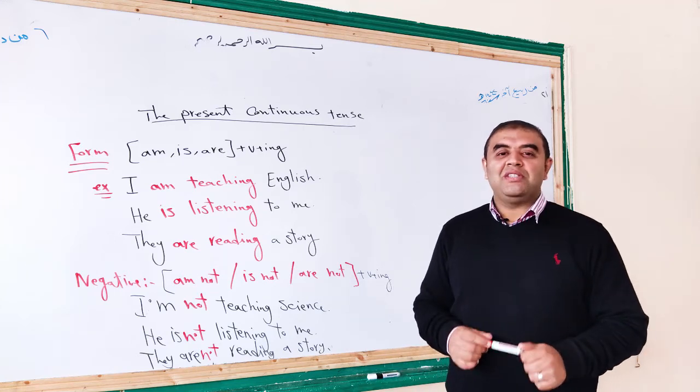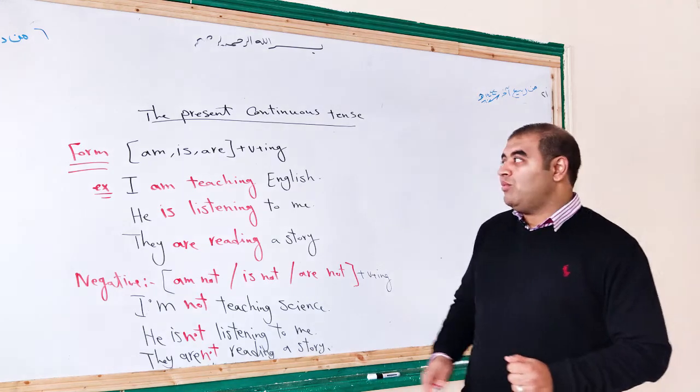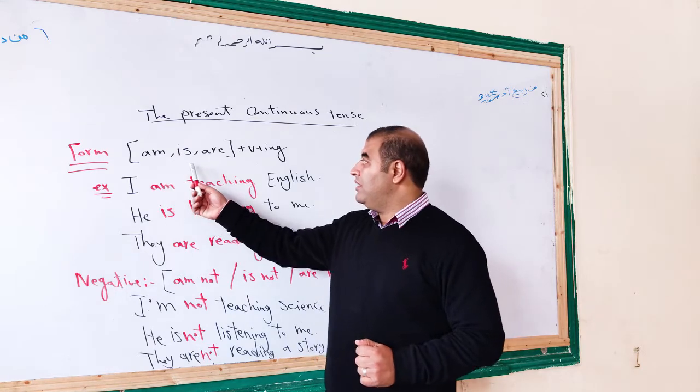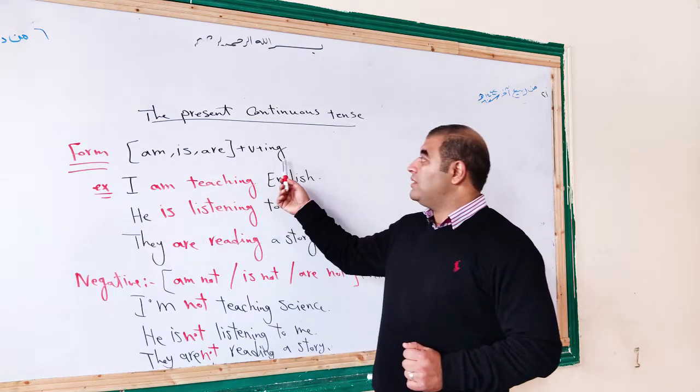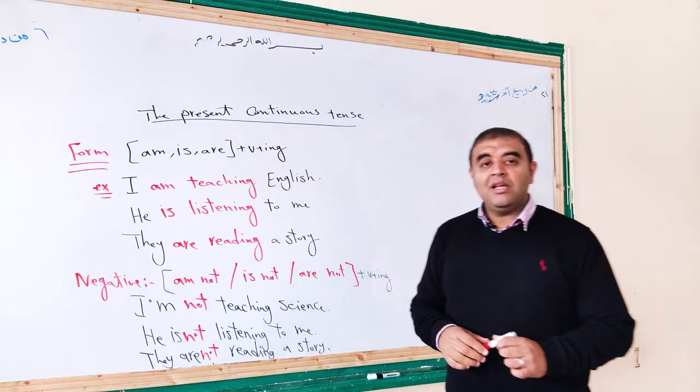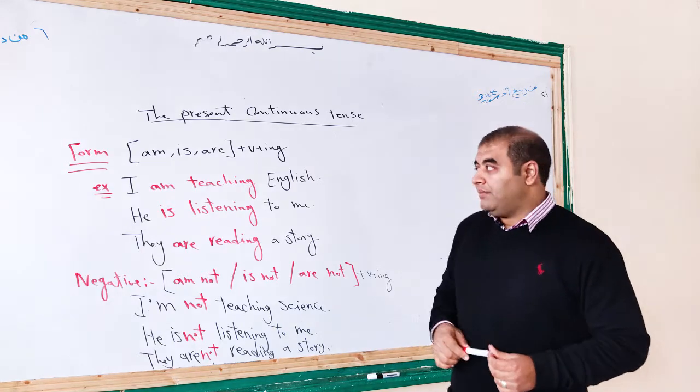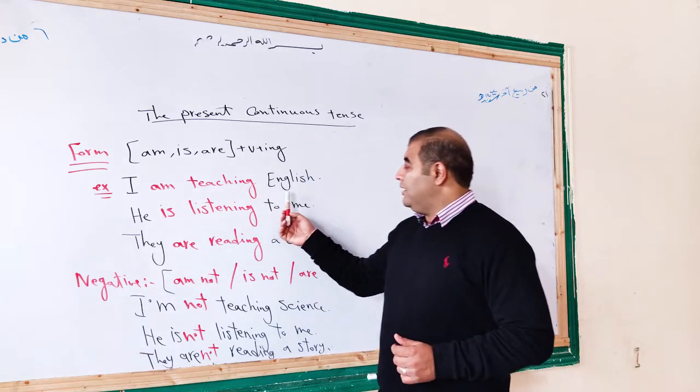The present continuous tense, زمن المضارع المستمر. The form of this tense consists of am, is, and are plus verb plus ing. This is verb to be and the verb plus ing. Example, I am teaching English.